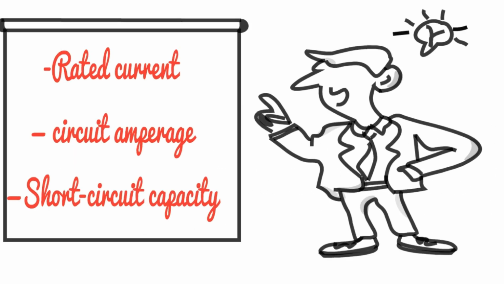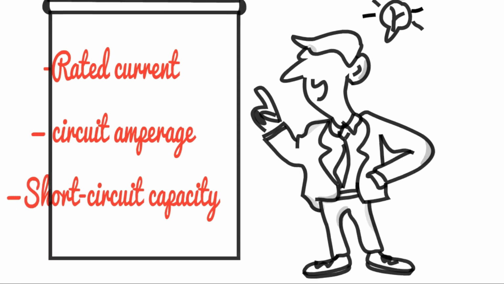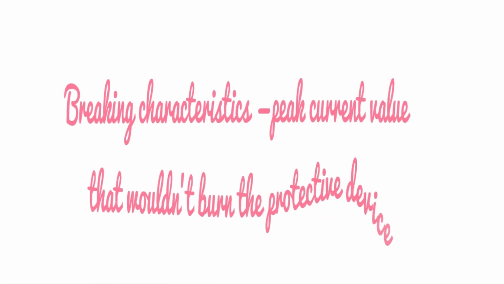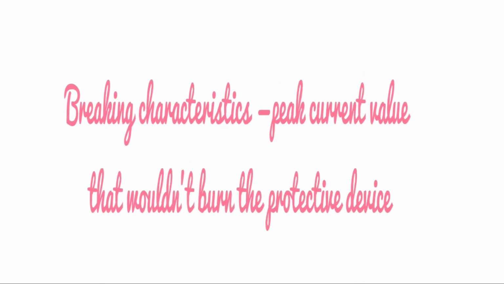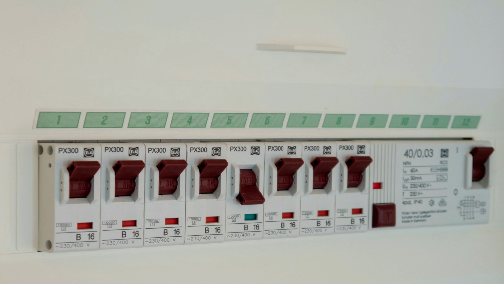The rated current of a protective device to incorporate in a project must be equal to the circuit rating it's protecting, or to the short circuit capacity. The breaking value is the peak value of the short circuit current that won't get the device burned. Due to this, protective devices are rated in standard values such as 6 amperes, 10, 15, etc.